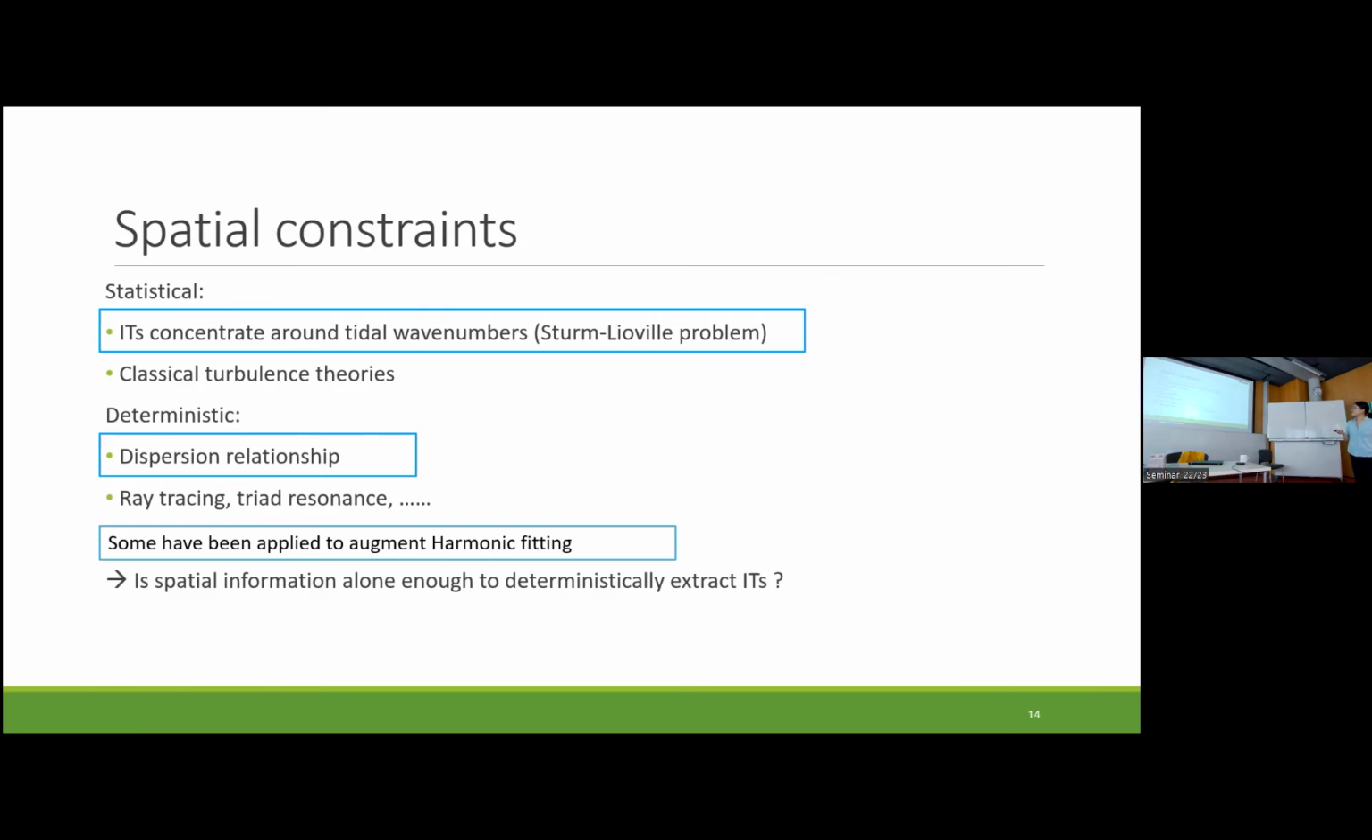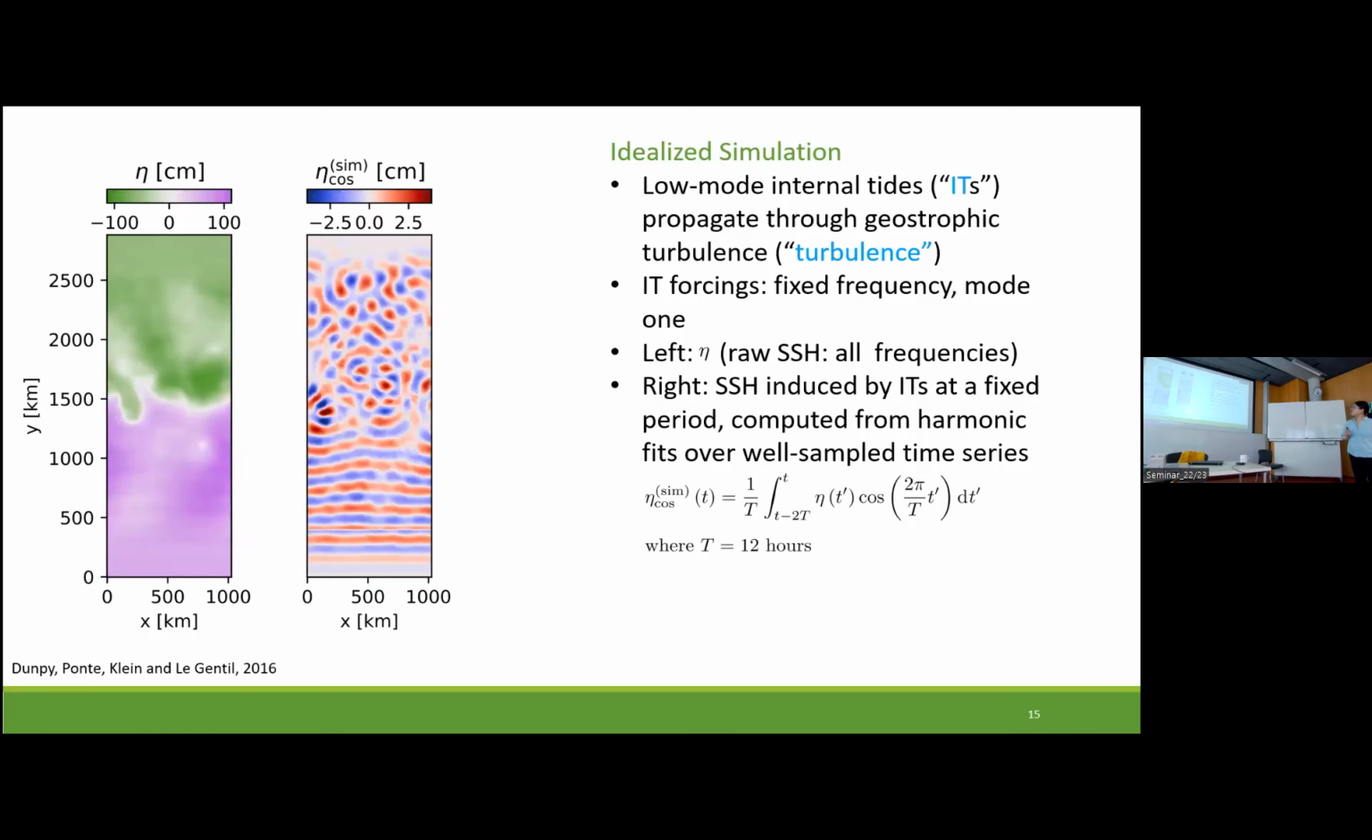So the main idea of the project is to try to extract internal tides in a deterministic way, and we do that from a deep learning approach. And we do have observational data in mind, but we start with a very idealized simulation. In this simulation, it's just simulating a low mode internal tide that's excited around here, that's propagating through geostrophic turbulence induced by baroclinic instability.